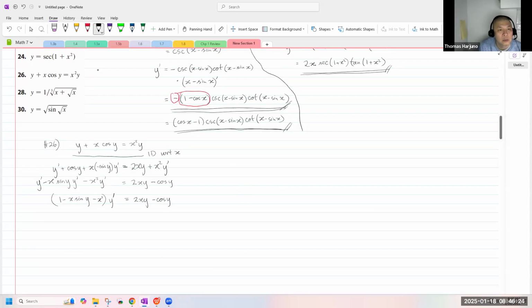So the y prime will be 2xy minus cosine y over 1 minus x sine y minus x squared. I think that's the simplest we can get. You know what? I want to say something. If you have a rational expression with subtraction on the top and subtraction at the bottom, there's a chance they actually write it in a different order to make it look nicer with a plus sign. What I meant is this.